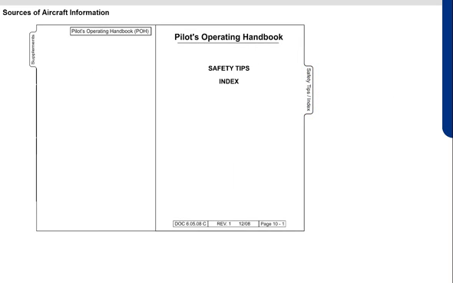Manufacturers have the option of including a 10th section on safety tips, as well as an alphabetical index at the end of the POH.